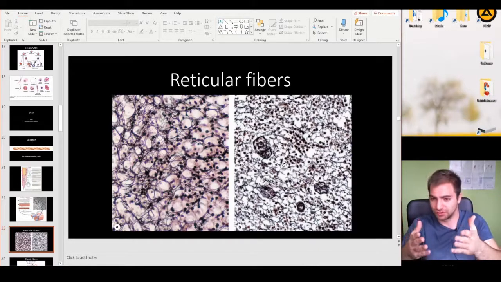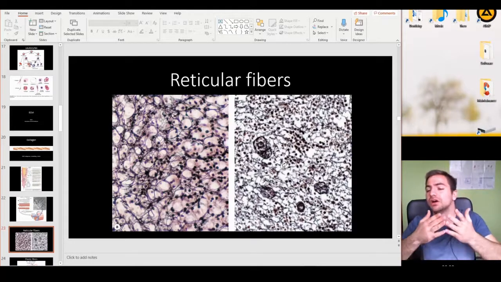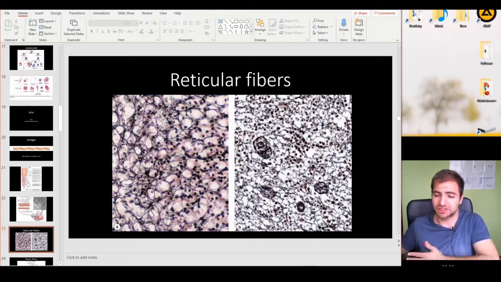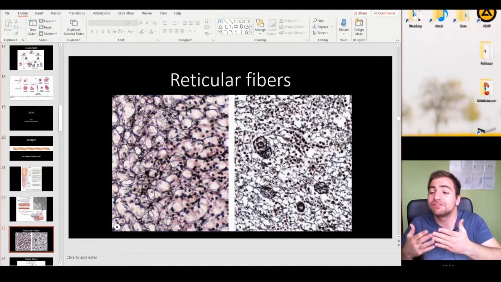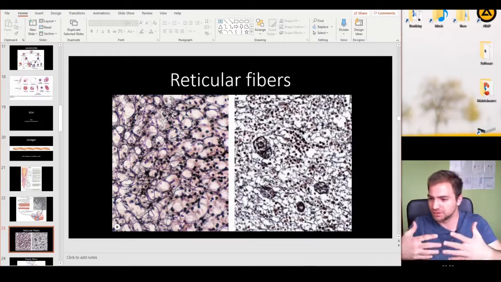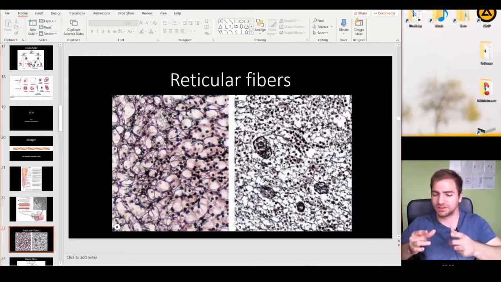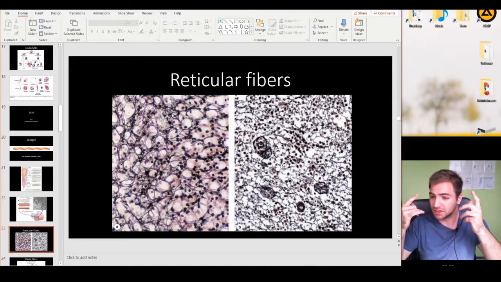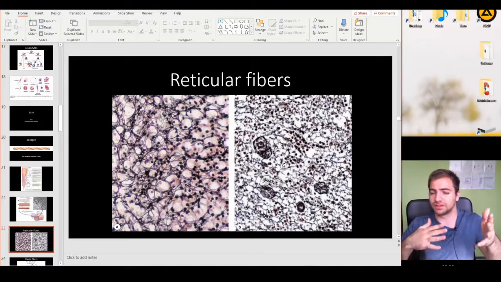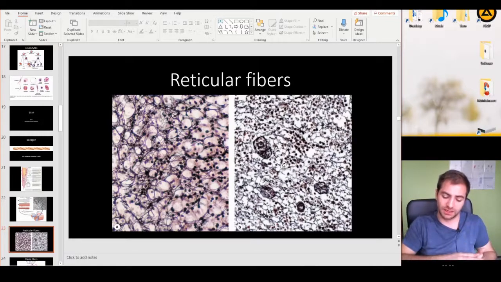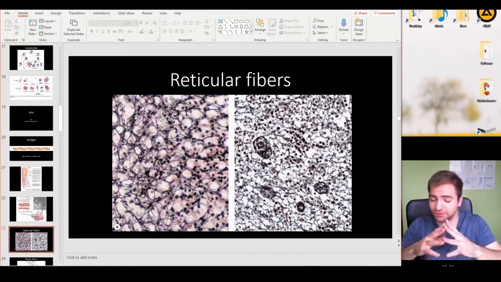The reticular fibers are collagen type 3 specifically, and they're produced by specialized fibroblasts called reticular cells. The reason we have this different name is that there's a tiny difference in function of these cells and fibers, and that they can be found typically in immune organs, for example the lymph node.